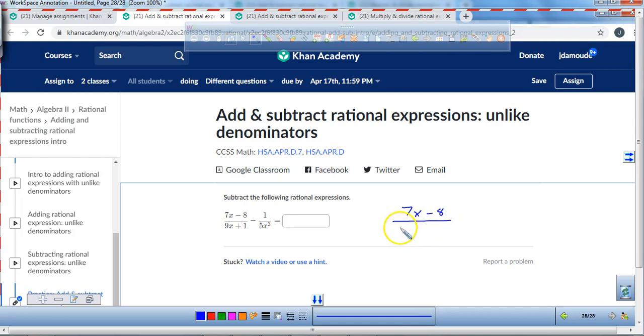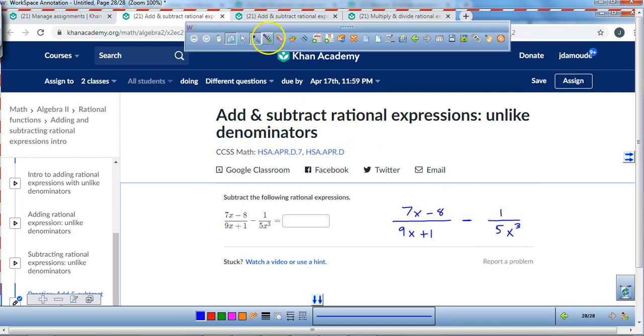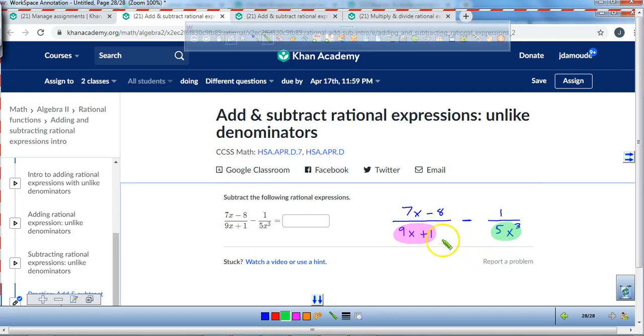Alright, so we're going to put 9x plus 1, and it has a minus for subtracting this other expression, 1 over 5x cubed. So let's take a good look at this denominator. This right here is a binomial, known as 9x plus 1. This right here is a monomial, known as 5x cubed. These are definitely not the same.